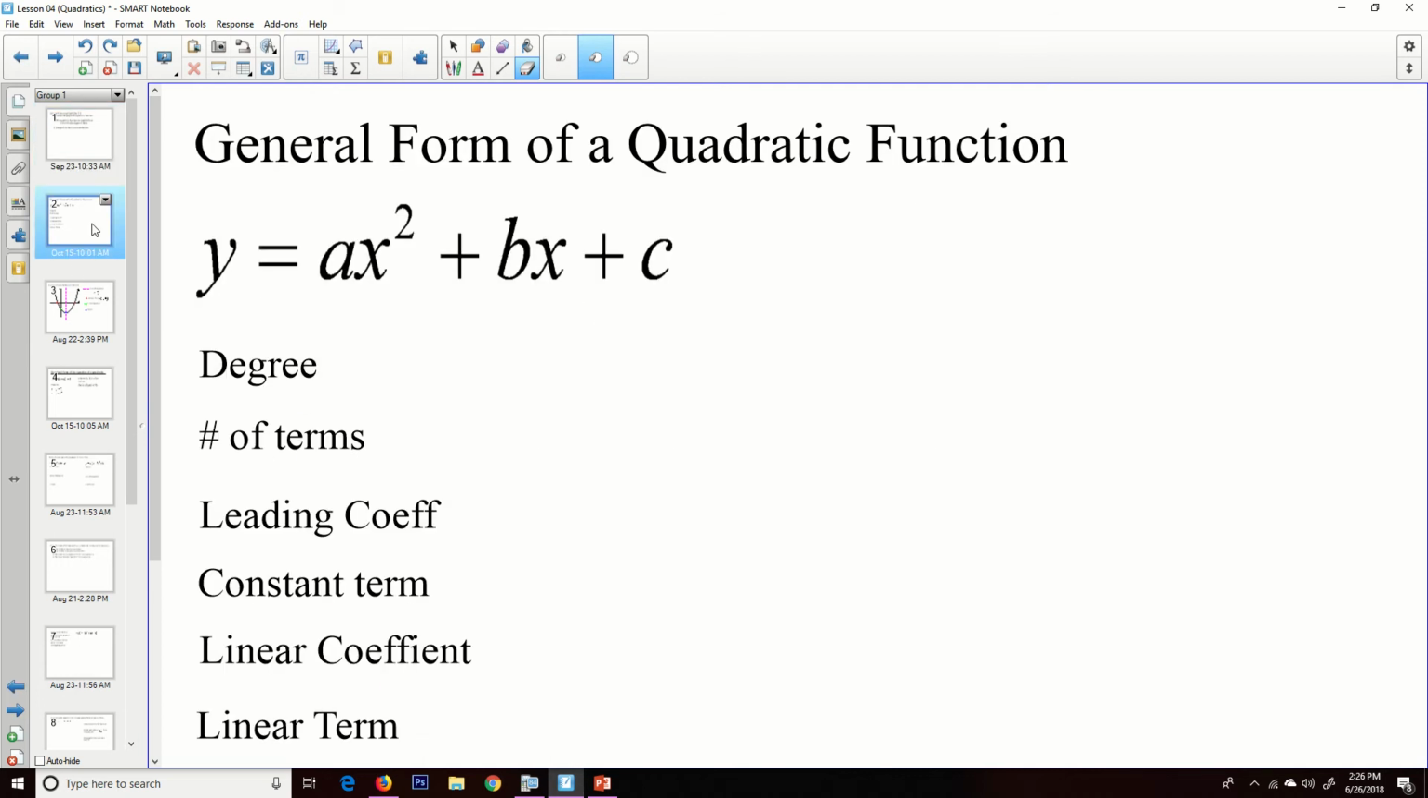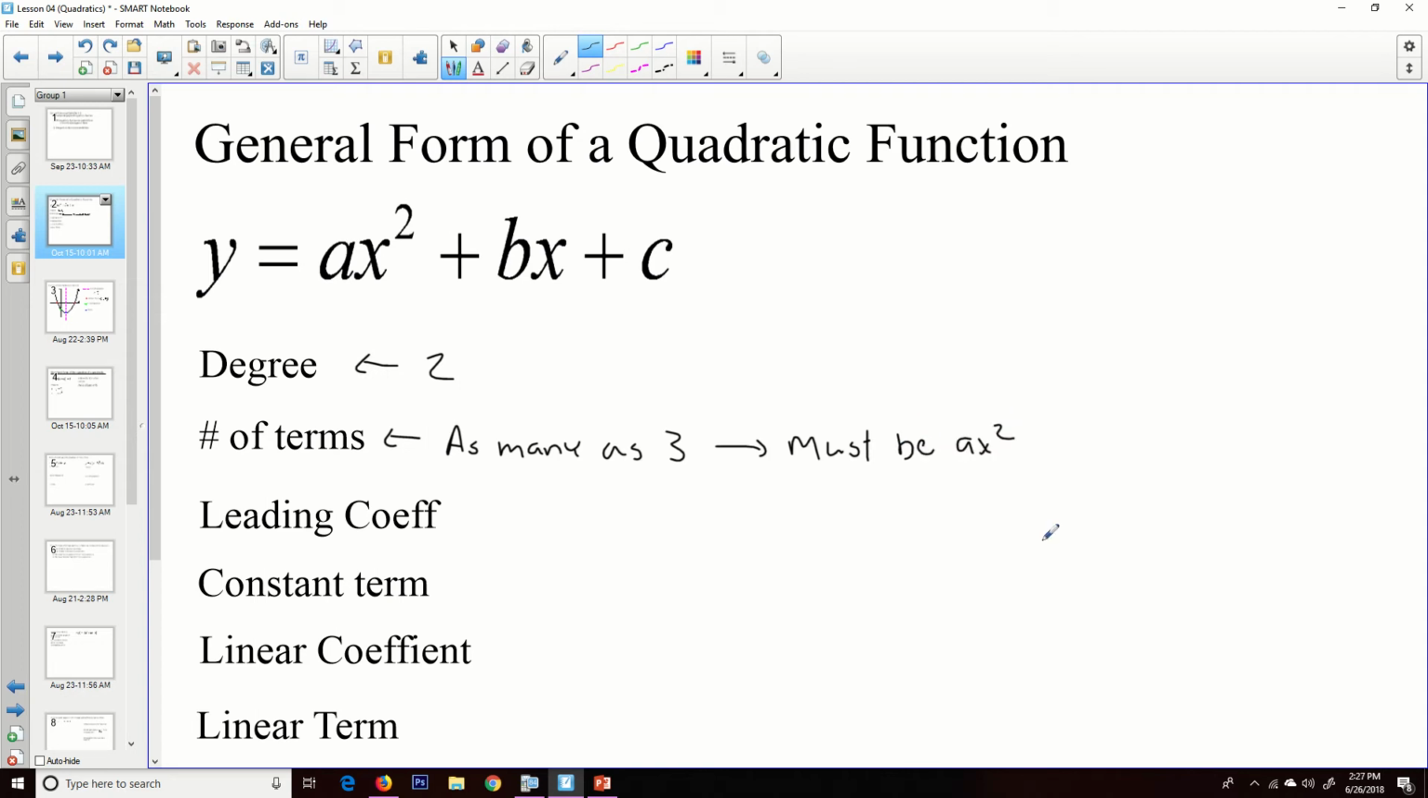The general form of a quadratic function is something that you have seen before. This is an Algebra 2 topic, so we're not going to spend a ton of time on it, but it is worth our time to review it. So it's y equals ax squared plus bx plus c. The degree of any quadratic function is 2. The number of terms is as many as 3, but there must be an ax squared term for it to be quadratic. If you have just bx and c, you have a linear equation. So you have to have an x squared term so that it is a quadratic.